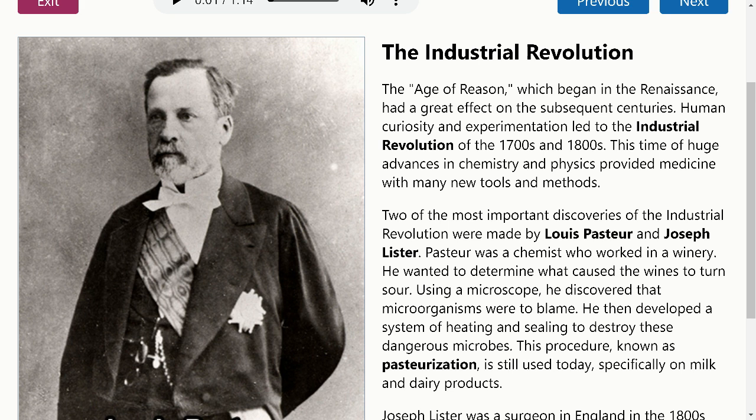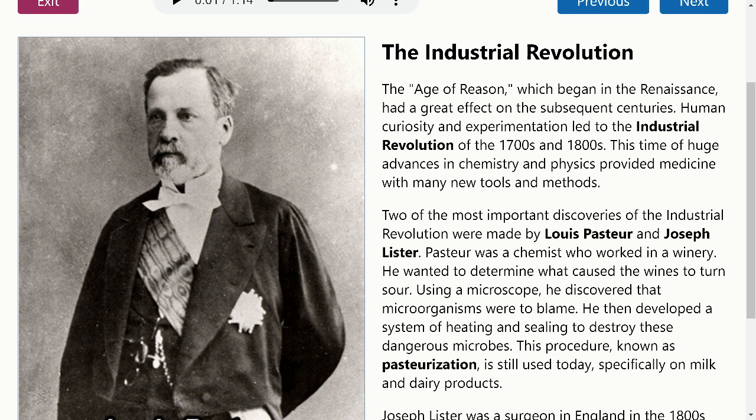So Pasteur was a chemist that worked in a winery. He wanted to determine what causes the wines to turn sour. So he used a microscope. He discovered that microorganisms were to blame. Then he developed a system of heating and sealing to destroy these dangerous microbes. This procedure was known as pasteurization. So when y'all drink milk or eat dairy, it has to go through pasteurization to take out all the bad things so that y'all are able to eat or drink whatever it is. So that's what he discovered.